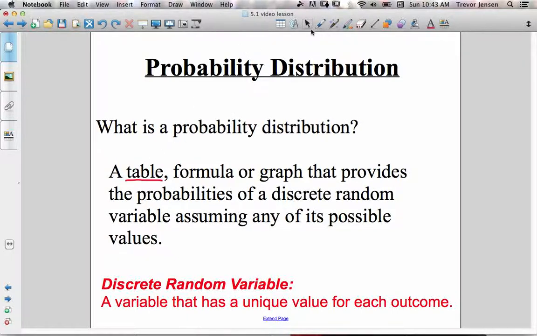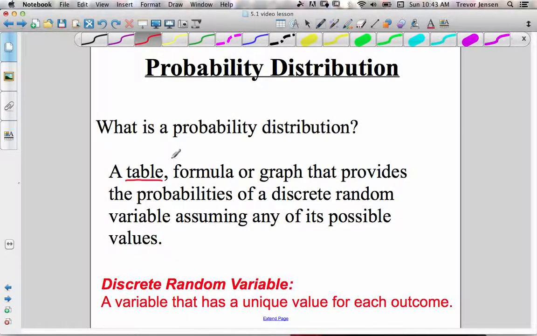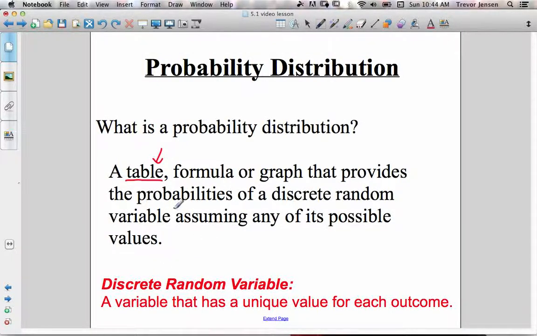A probability distribution is a table, formula, or graph that provides the probabilities of a discrete random variable using any of its possible values. So today we're going to focus on, you'll notice that underlined table, showing the probability distribution of a discrete random variable using a table. We're going to have some type of discrete variable, look at all of the possible values that variable could take on, and then show the probability of each of those specific values happening.